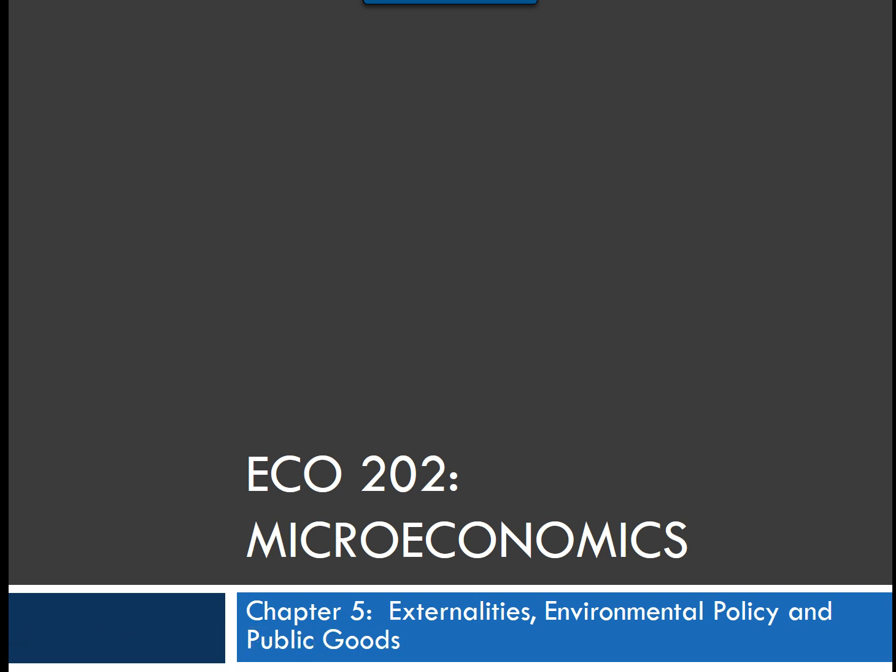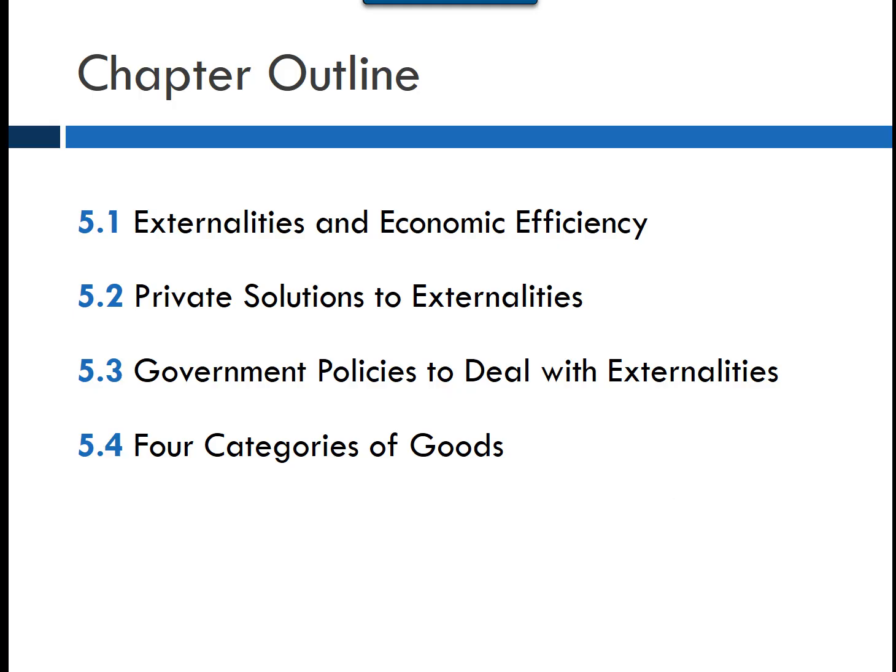Okay, Chapter 5, Externalities and the policy related to those. So we'll talk about a couple different things. We'll talk about externalities, and again, this relates to economic efficiency that we were talking about in the last chapter. And then we'll talk about solutions to these externalities, both private and government. And then the last section is the four categories of goods, which again, it's situations where we don't have the efficient quantity, and so that's why we're talking about here.